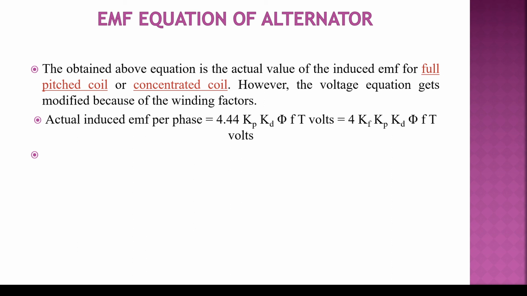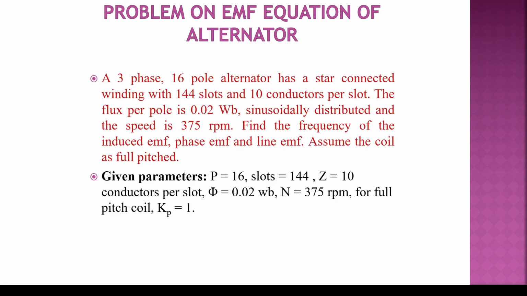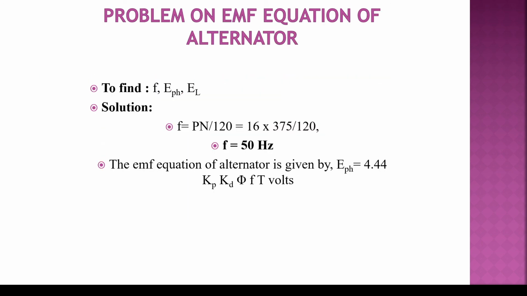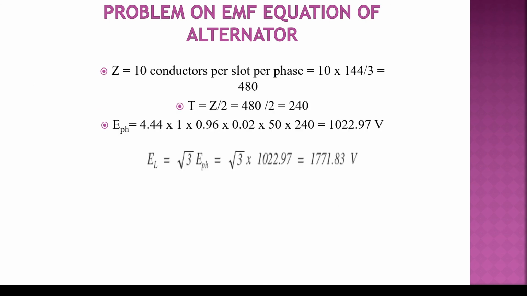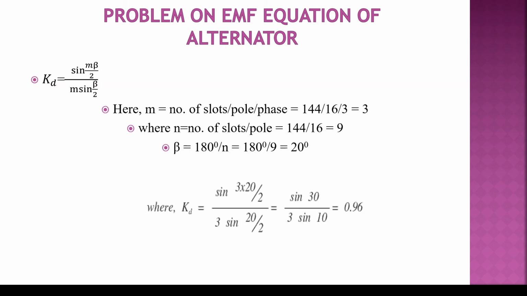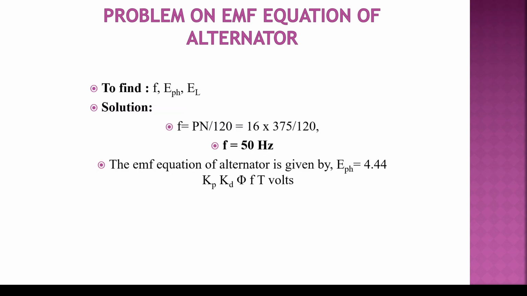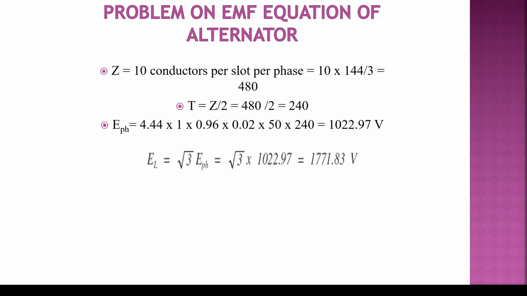The induced EMF per phase will be equal to what? 4.44 Kp Kd phi f T volts, or this can be taken as 4 Kf Kp Kd phi f T volts. Then we have seen a numerical based on the EMF equation of alternator, where we have found the line voltage of alternator. First we found Kp and Kd, then the phase voltage, then the line voltage. I hope everyone understood this class.